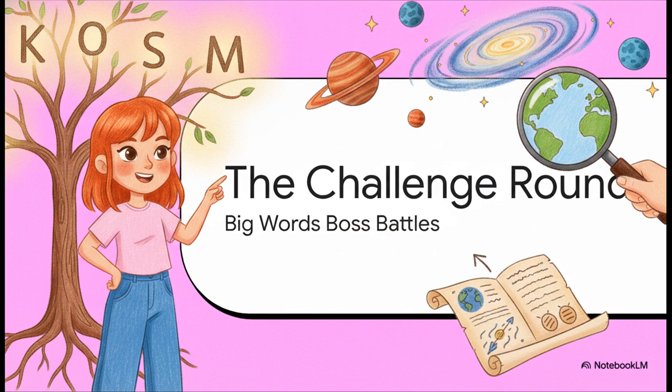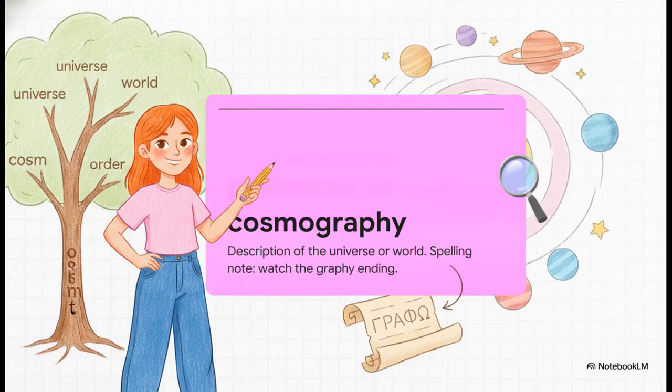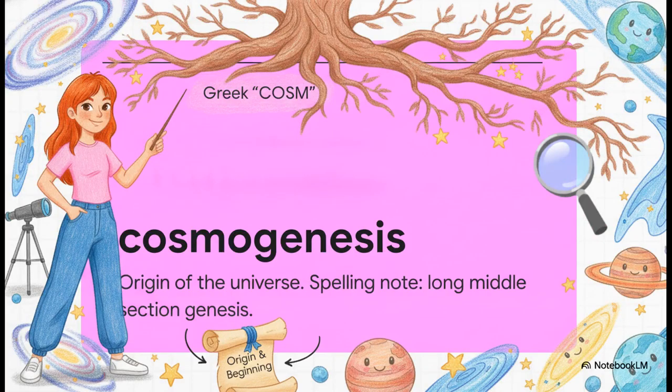Moving on to Section 2, the Challenge Round. Big words, boss battles. First up on the challenge ladder is cosmography. It basically means the description of the universe or world. Now, here is an absolutely crucial spelling note to remember. You've got to watch that graphy ending. It's a Greek origin word, and connecting cos to graphy tells you right away that it's all about describing or writing about the world.